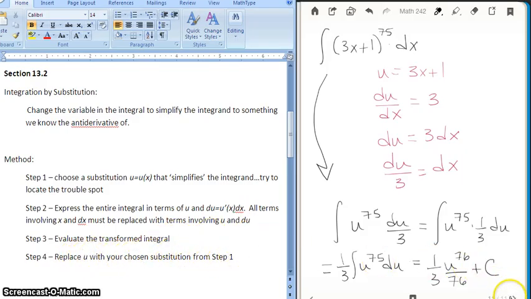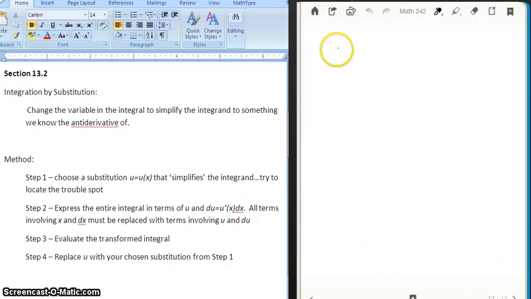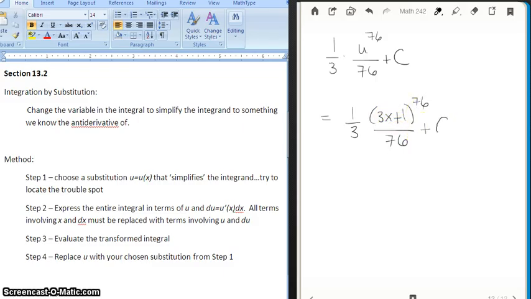So our final answer would have to be 1/3 times (3x plus 1) to the 76th over 76 plus c. And now we're all done. We'll do more examples in the next video.